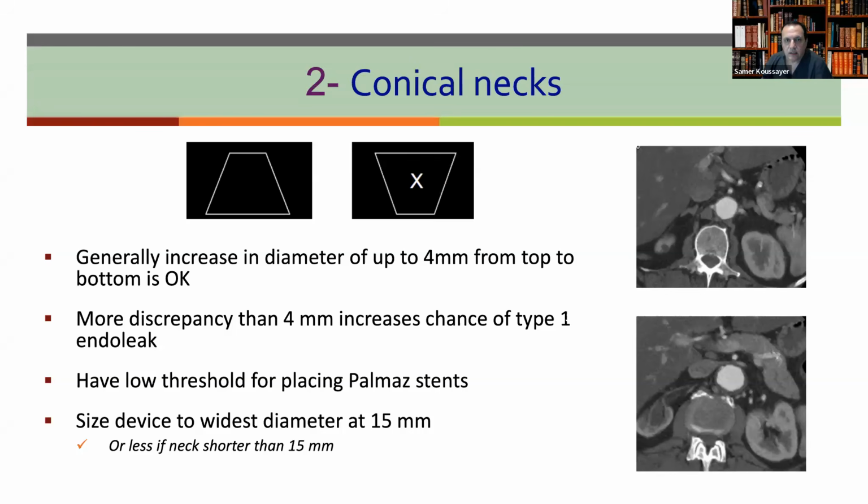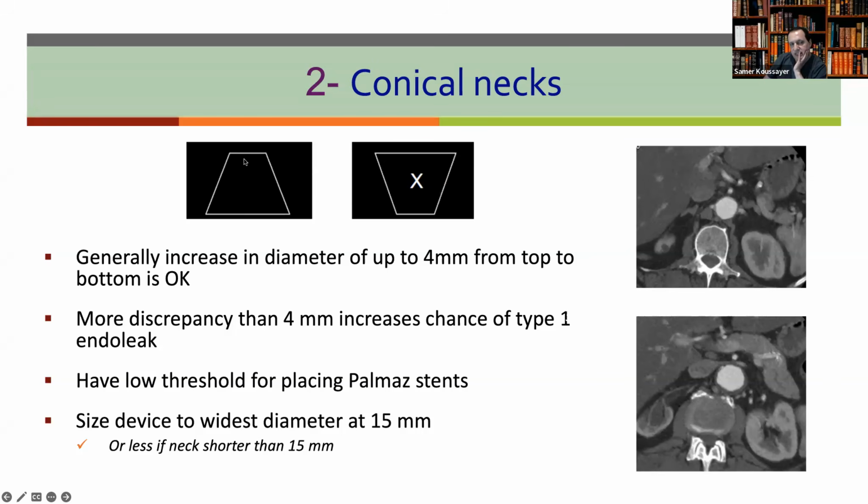All right. The conical neck. Now we can talk about the conical neck. It's generally increased in diameter by up to 4 millimeters from the top to the bottom. This is by definition. This increases your risk of type 1 endoleak. So how are you sizing? These are 2 different necks.